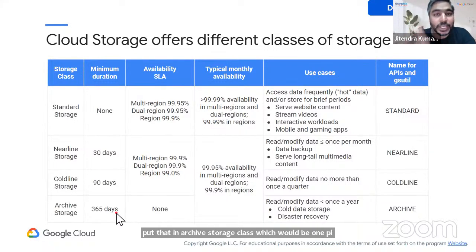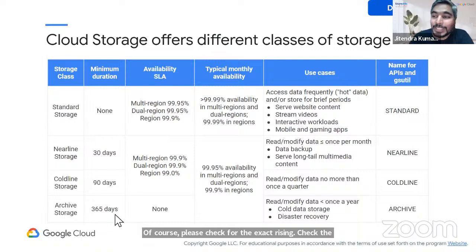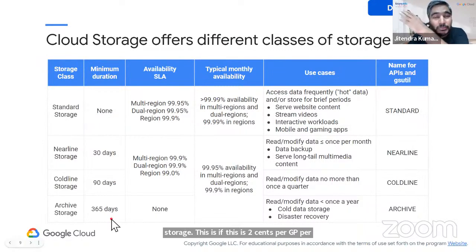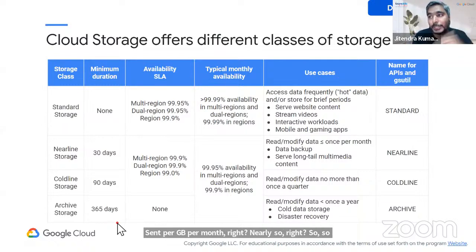Of course, please check for the exact pricing on the GCS pricing sheet, which is available online. But this is like 1 by 20th of the price of standard storage. If standard is 2 cents per GB per month, this is 0.0013 cents per GB per month, nearly. So charges are lower, but you pay for the minimum duration.